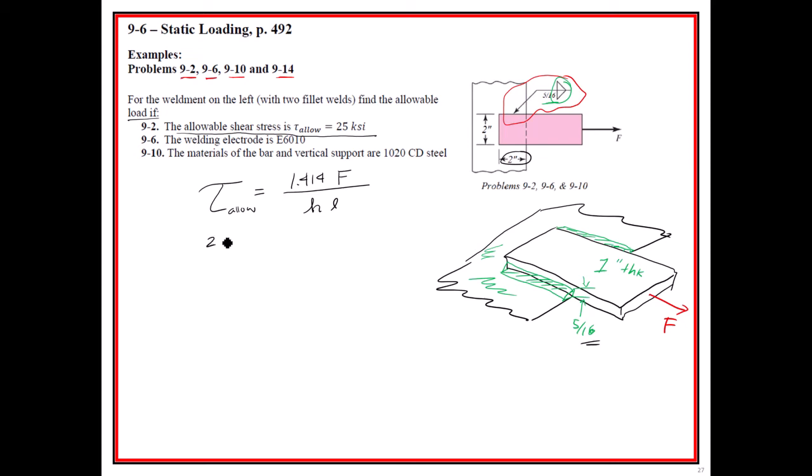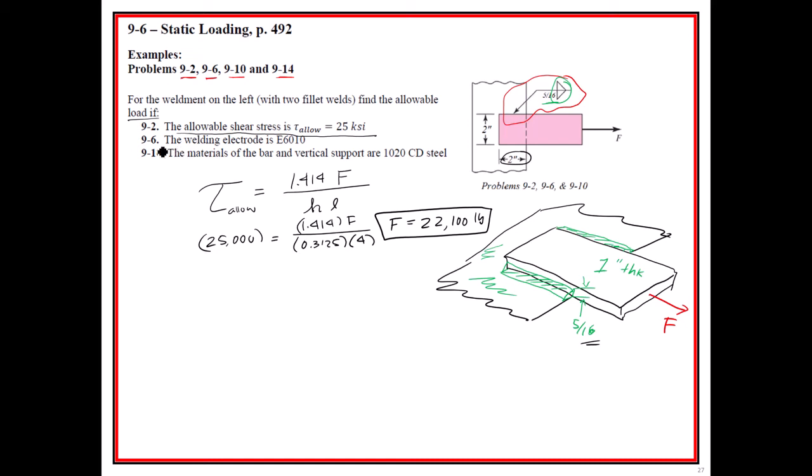So we plug the 25,000 in, and we don't know what F is. H is 0.3125, 5/16, and L is going to be 4, and we find we have an F limit condition of 22,100 pounds.